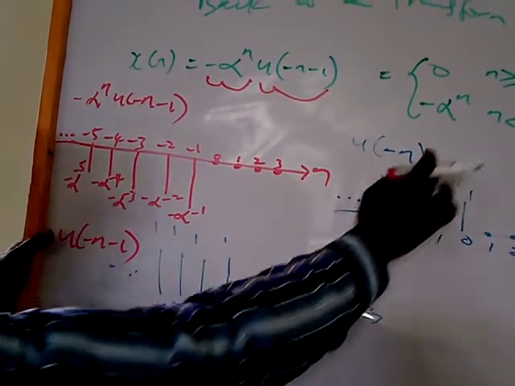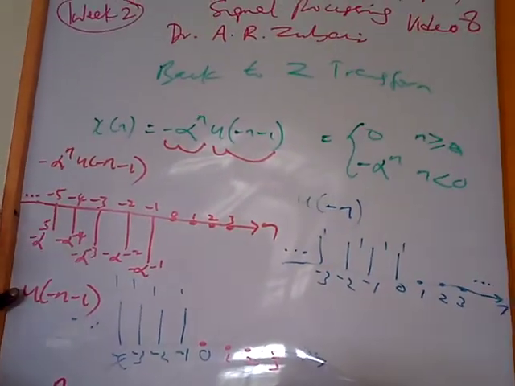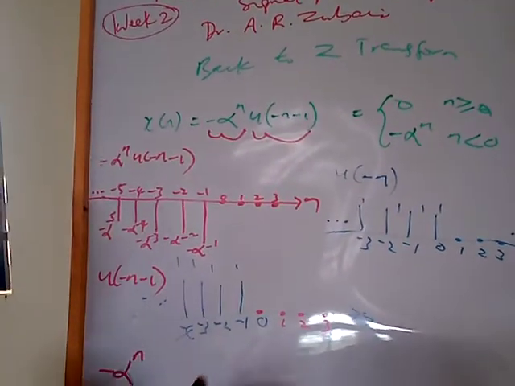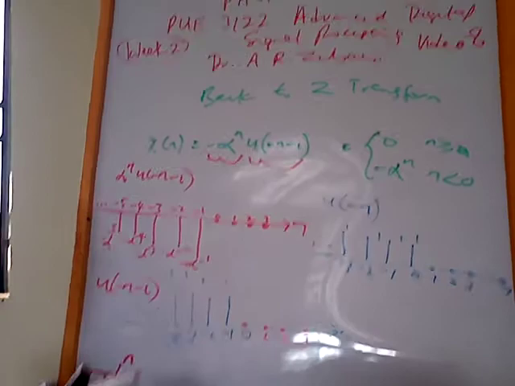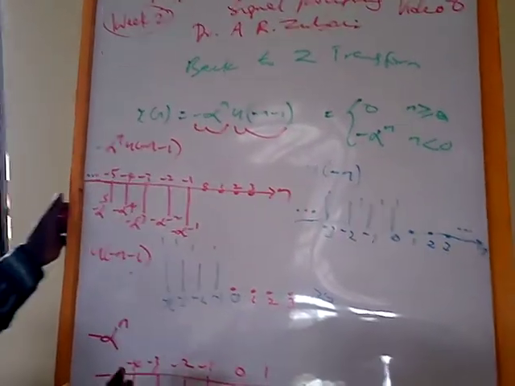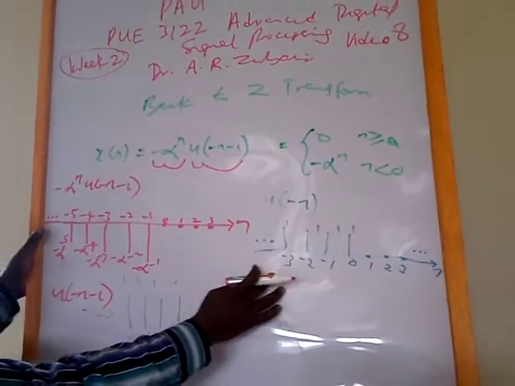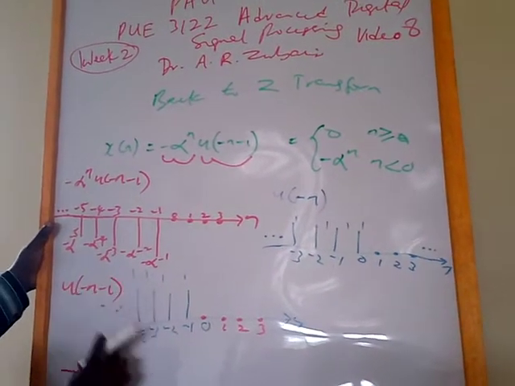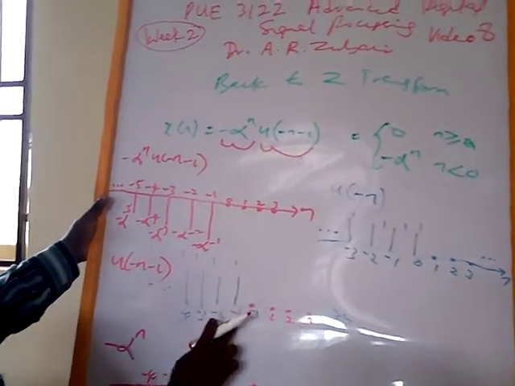I started from here. u of minus n, then u of minus n minus 1 will be this. One signal can be turned into another signal just by a simple operation. This is u of minus n. It starts from 0. It is 1, 1 this way. This is u of minus n minus 1. It will not start at 0. It will start at minus 1.